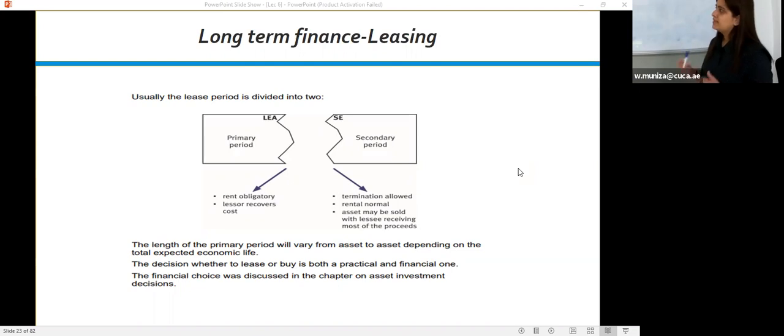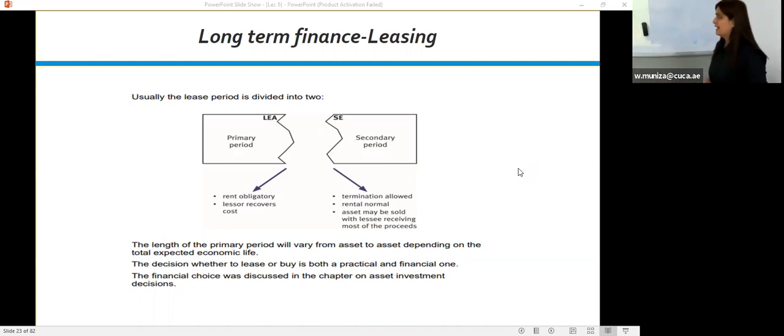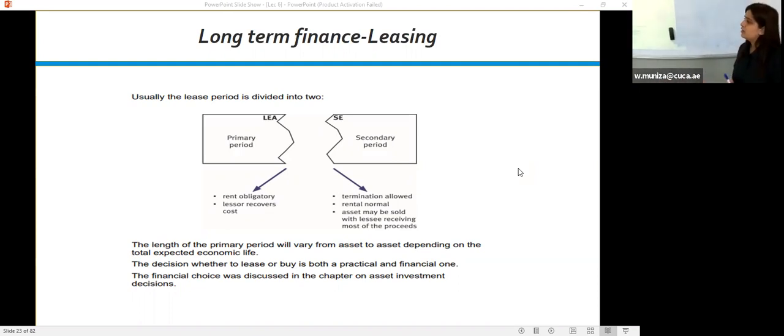In that case, the lessor covers the cost. And in the second time period, termination is allowed. Rental amounts are nominal. The asset may be sold, with the lessee receiving most of the proceeds. They say the length of the primary period will vary from asset to asset, depending on total expected economic life.